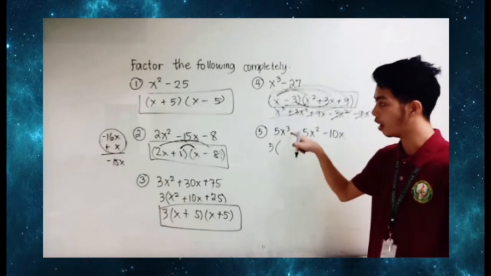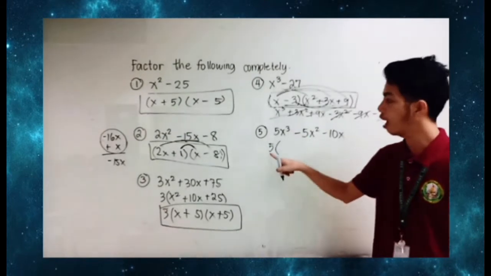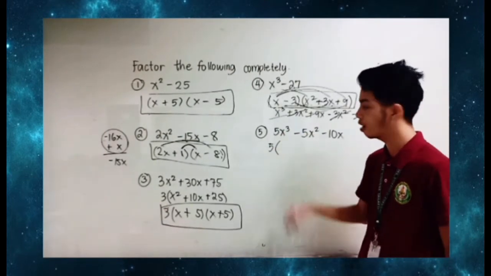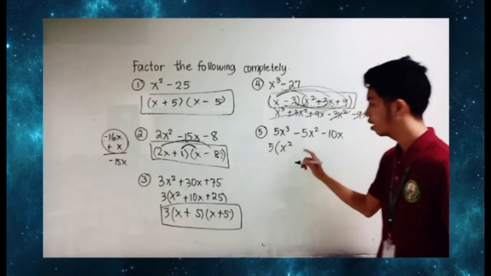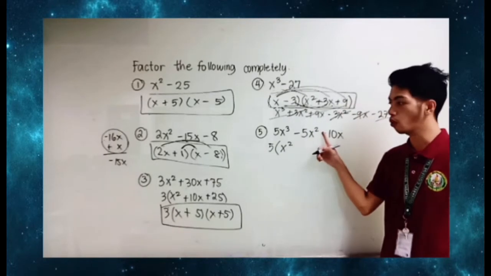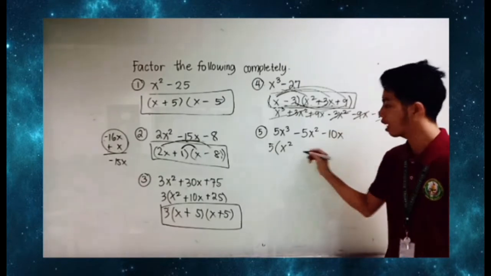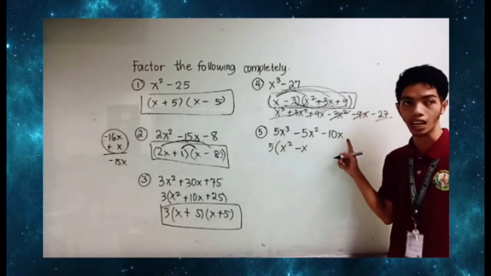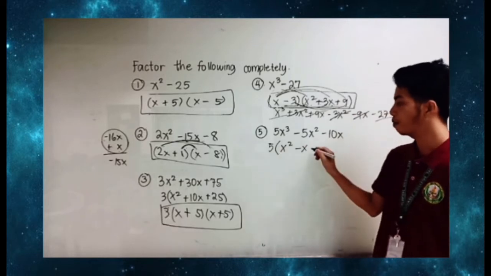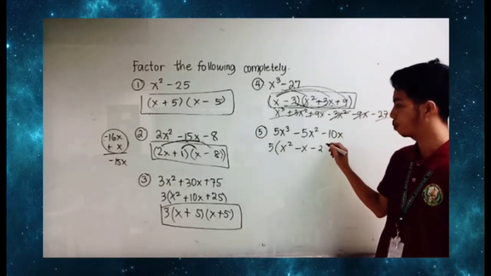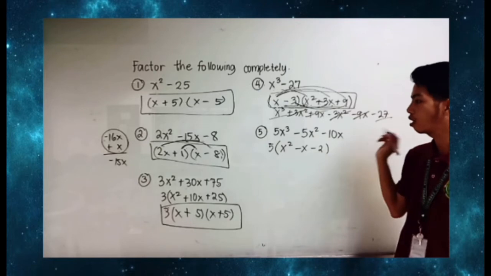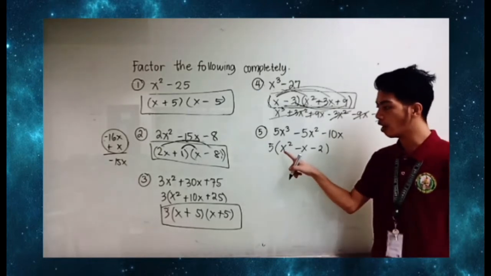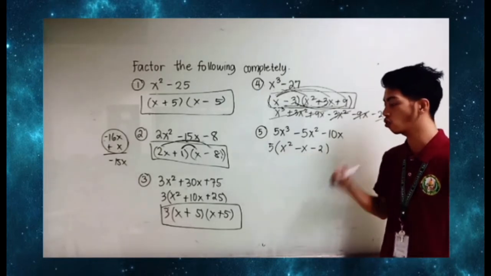Divide this, you have 5x cubed divided by 5, that is x squared. You have negative 5x squared divided by 5 is negative x. And then you have negative 10x divided by 5 is negative 2. Okay. Now, as you can see, you have x squared minus x minus 2.